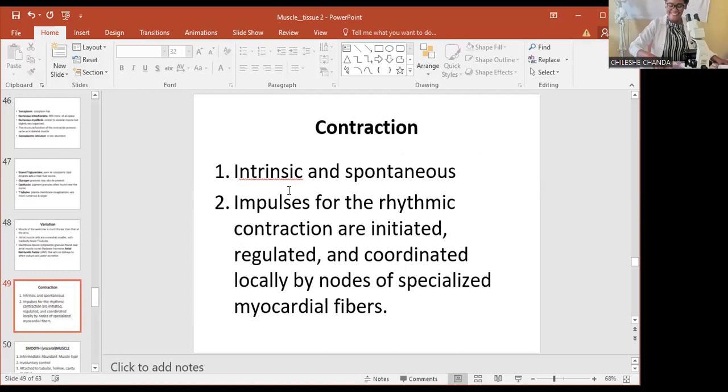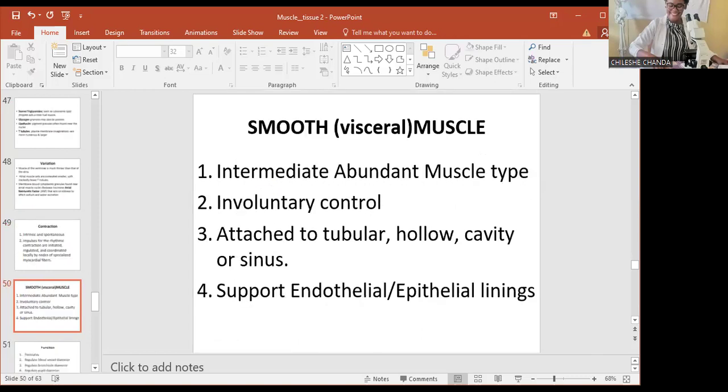The contraction is intrinsic, meaning it only happens right there in the heart, and it is spontaneous. You don't have to tell it. It will happen whether you like it or not. Impulses for the rhythmic contraction are initiated, regulated, and coordinated locally by nodes of specialized myocardial fibers. Those nodes, the atrioventricular node, the sinoatrial node, are the ones that carry out the initiation of the contraction. The third muscle type we're going to look at is smooth muscle.